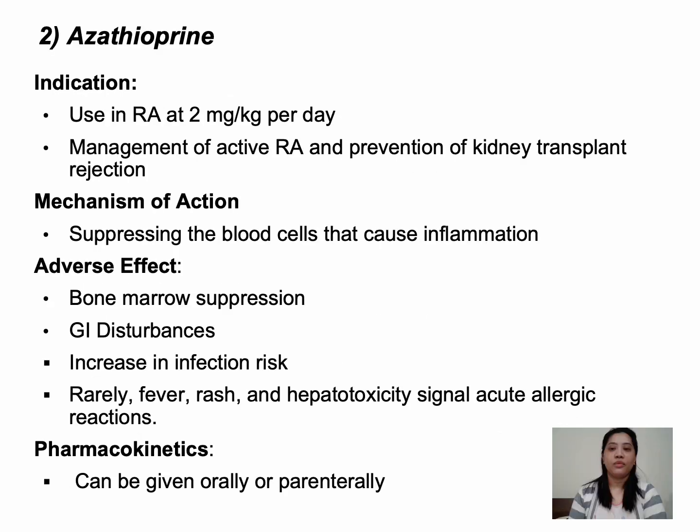Number two will be azathioprine. Its indication is in the management of active rheumatoid arthritis and prevention of kidney transplant rejection. Its mechanism of action is it suppresses the blood cells that cause inflammation. Its adverse effects are bone marrow suppression, GI disturbances, and increased infection risk. Rarely there are fever, rash, and hepatotoxicity, which signal an acute allergic reaction. Its pharmacokinetics: it can be given orally and parenterally.